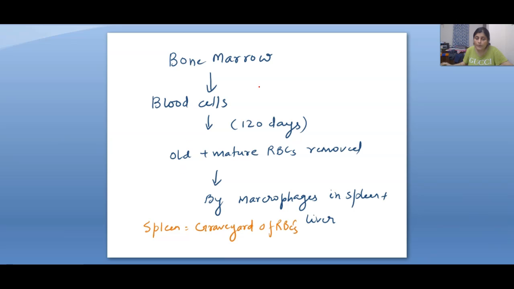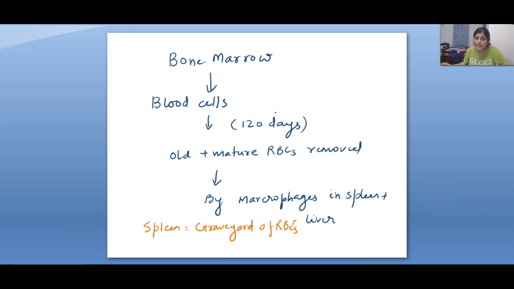Now when we talk about the origin and formation of blood cells, bone marrow is the most important site of blood cell production, because RBCs do not have any nucleus. So how do they divide? They don't divide. They are produced by hemocytoblast cells, which are pluripotent stem cells, and these stem cells form the blood cells.